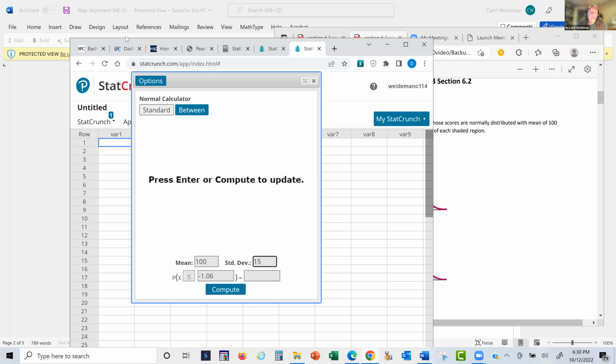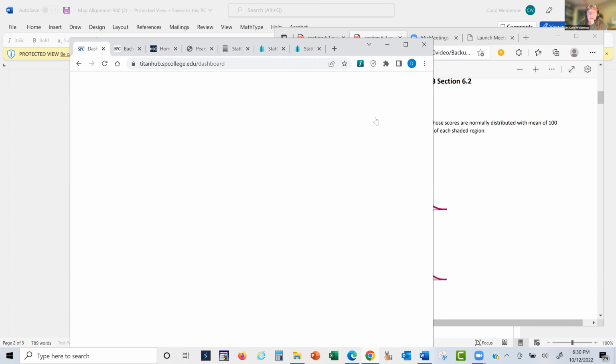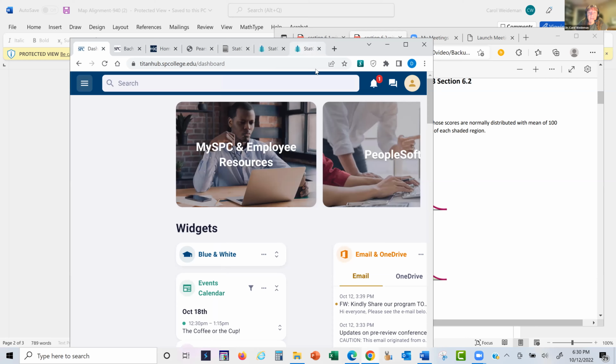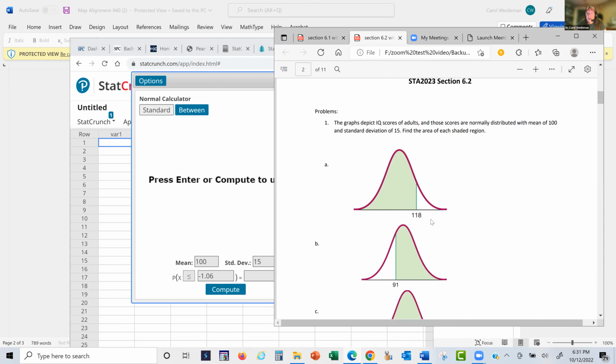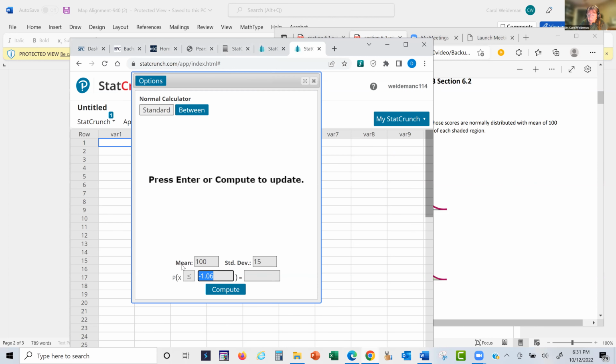All right, now we can answer the question. Let's see what they're asking us to do. What did I do here? Went out of my StatCrunch tool. There we go. So we want to find the probability if we selected one adult that their IQ score was 118 or less. Okay, so area to the left. So we want to make sure we have less than or equal to here, and we're going to put in 118 and we're going to compute.